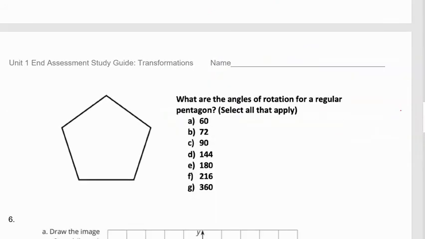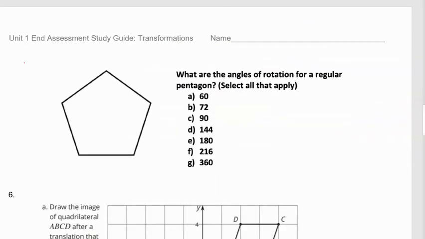All right, number 5. What are the angles of rotation? So this is a pentagon, yeah? We have how many sides? 1, 2, 3, 4, 5. Great. Now, the real interesting thing here is, remember, we have 360 degrees for full rotations. Well, you have 5 sides. So what is 360 degrees divided by 5? It's the easiest way to find your angles of rotation for this regular pentagon.